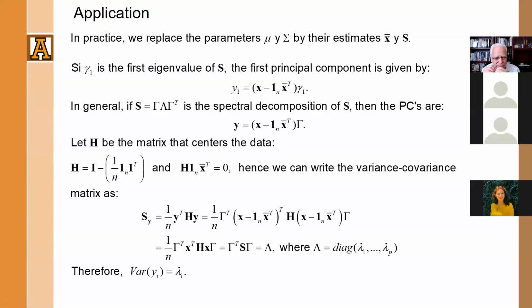Gamma, what was gamma again? Capital gamma is the matrix that has the eigenvectors in its columns. And capital lambda is a diagonal matrix with the eigenvalues in the diagonal. Okay. Then the variance of yi, when yi is the ith principal component, is lambda i. So the variance of the ith principal component is the ith eigenvalue.